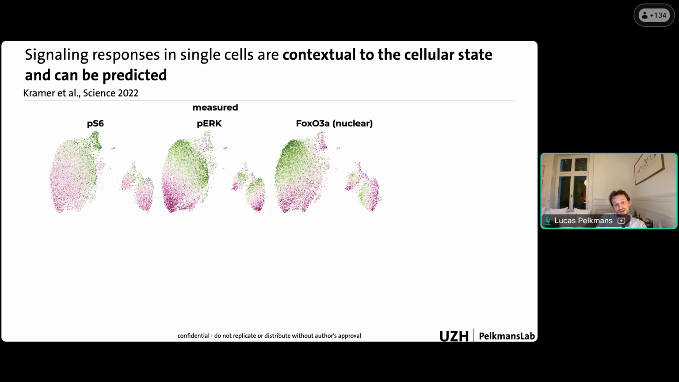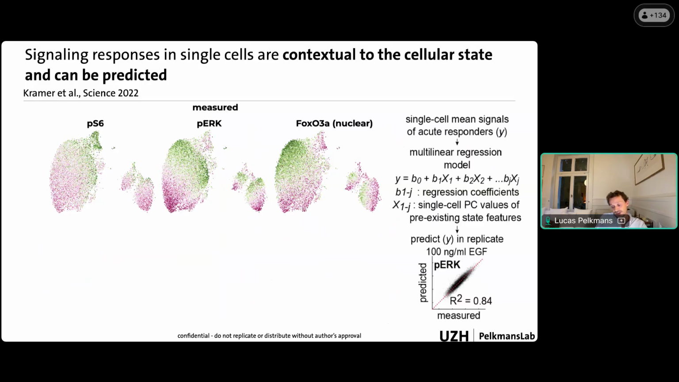We just overlay these signals now here on top of this space. And what you can nicely see is that different signaling nodes in the network are very nicely shaped along this state space. So in other words, position in cellular state space really drives what is the level of activation of your signaling node. To the extent that we could actually build fairly simple data-driven modeling approaches based on multilinear regression that allowed us to predict with very high accuracy what will be the amount of phosphorylated ERK, for instance, in an individual cell, when knowing its position in cellular state space.